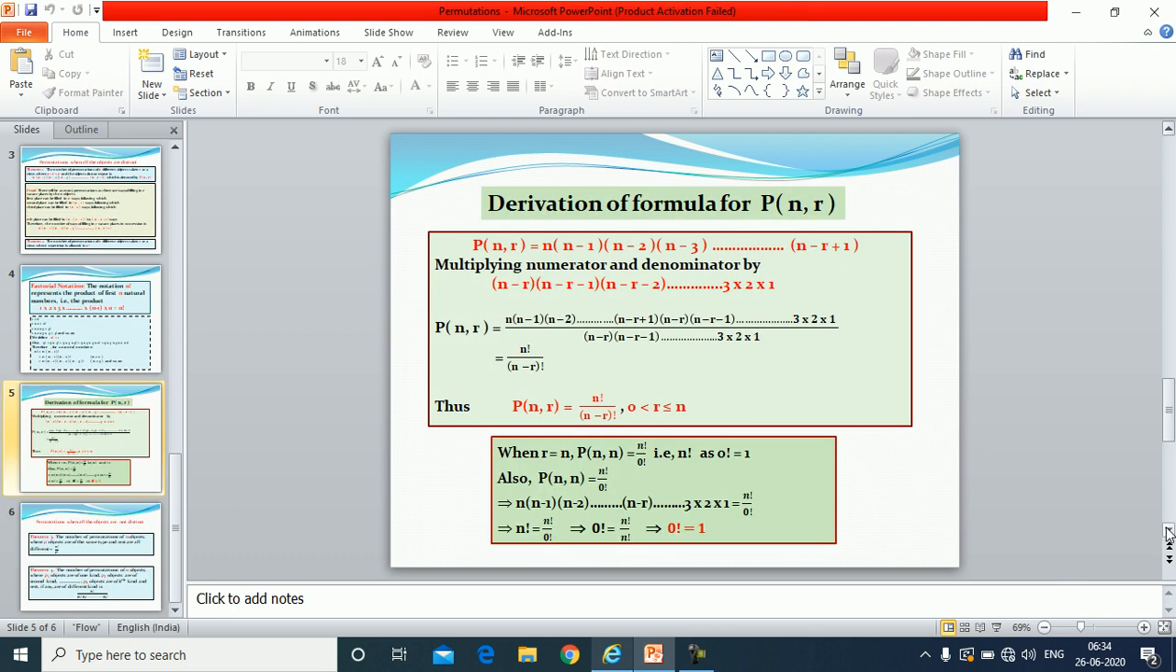Now let us use this factorial notation in deriving the formula for arrangement of n objects taken r at a time. Just now we derived an expression for arrangements, or permutations, of n objects taken r at a time. We found it is coming out to be a product of natural numbers in decreasing order. You can see n is the largest one, n minus 1 is 1 less than that, n minus 2 again 1 less than that, and so on.